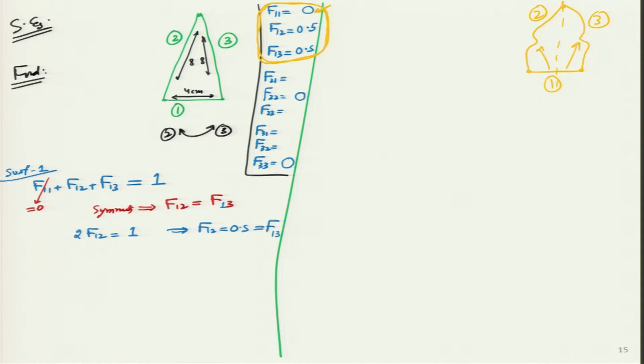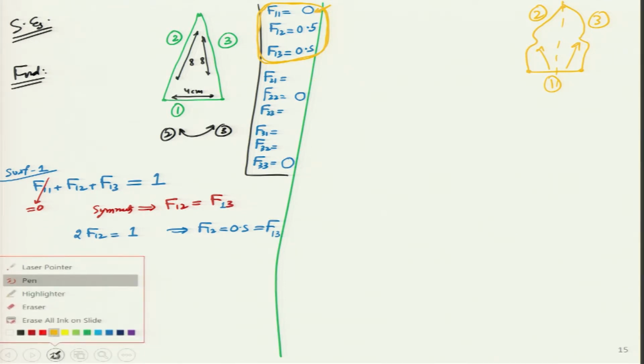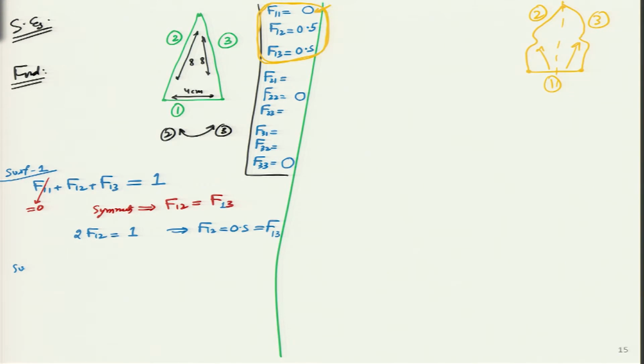Now, let me write the relationship for surface 2. So, this was for surface 1, and for surface 2 I get f21 plus f22 plus f23 equals 1, and I already know f22 equals 0, because it is a flat surface. Now, which of these should I solve for? I can give one hint: the f21 value I can also know. How? Maybe I can apply the reciprocity rule between surface 1 and surface 2.